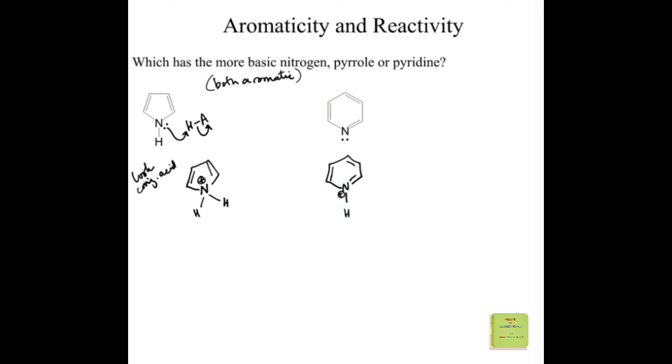We look at these two conjugate acids and ask the same question. Which of these is more stable? Well, pyridine looks like I still have my benzene ring, I still have my aromatic ring. It still has the 6-membered ring, it still has the pi bonds. This conjugate acid is still aromatic.